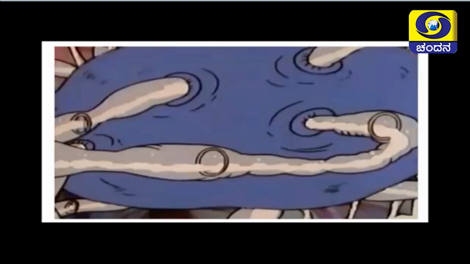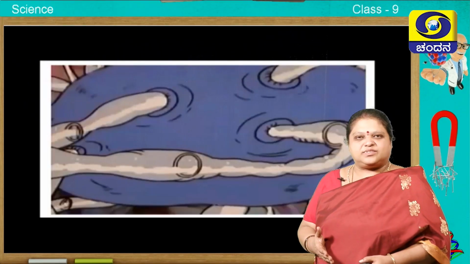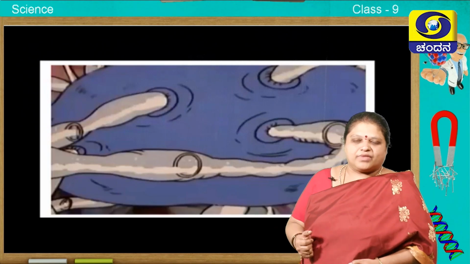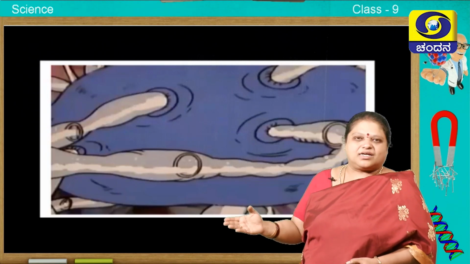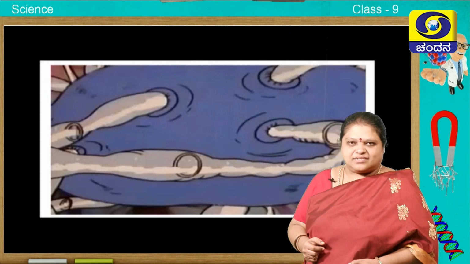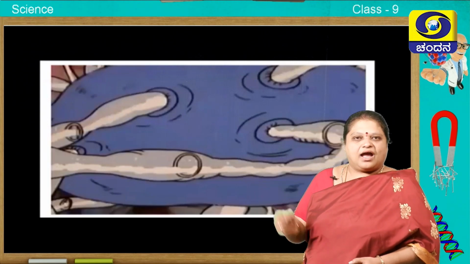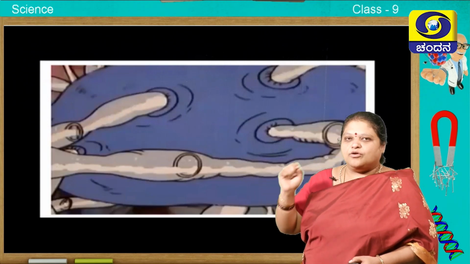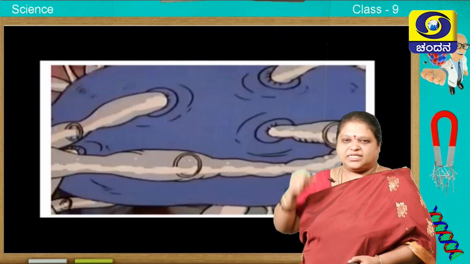So basically the difference between the blood and the lymph is this. The lymph does not contain the blood cells like RBC and WBC, and it doesn't contain huge or big sized proteins in it.